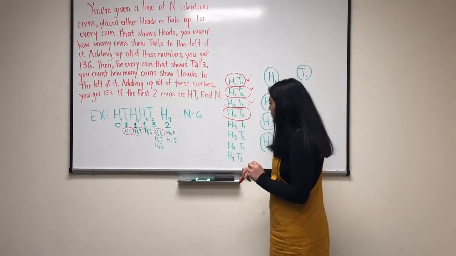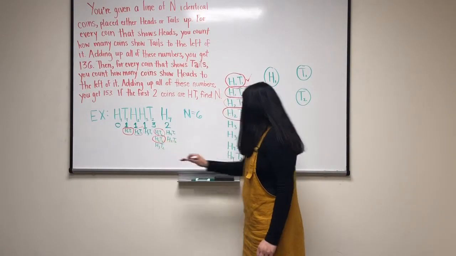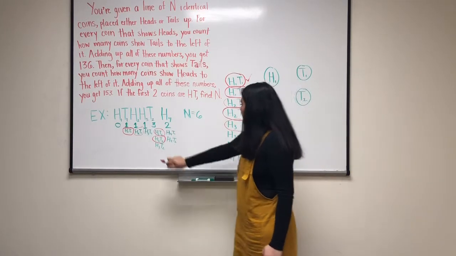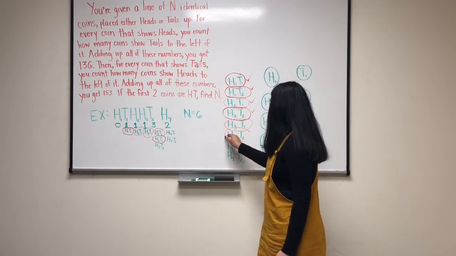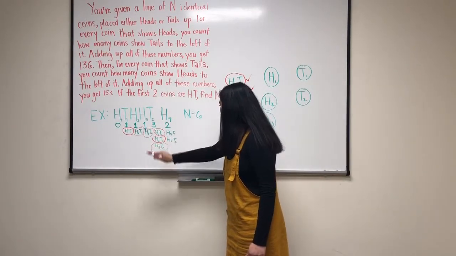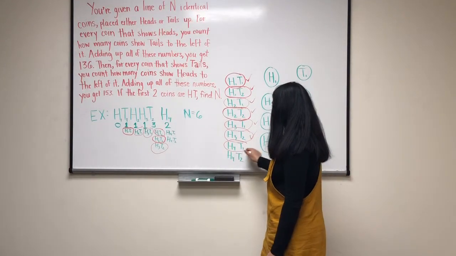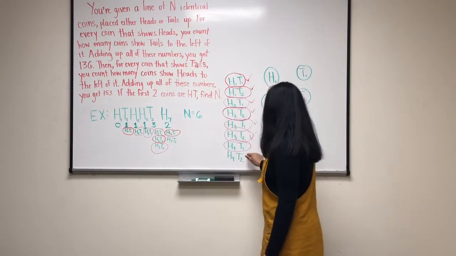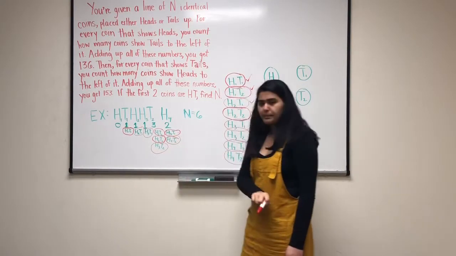H2, T2. It shows up once and only once, and that's under T2. H3, T1. Yep, that shows up once and only once under H3 here. H3, T2. Yep, that shows up once and only once under T2. I think you're getting the hang of this now. H4, T1. That shows up right here. And lastly, H4, T2. Shows up once and only once here.